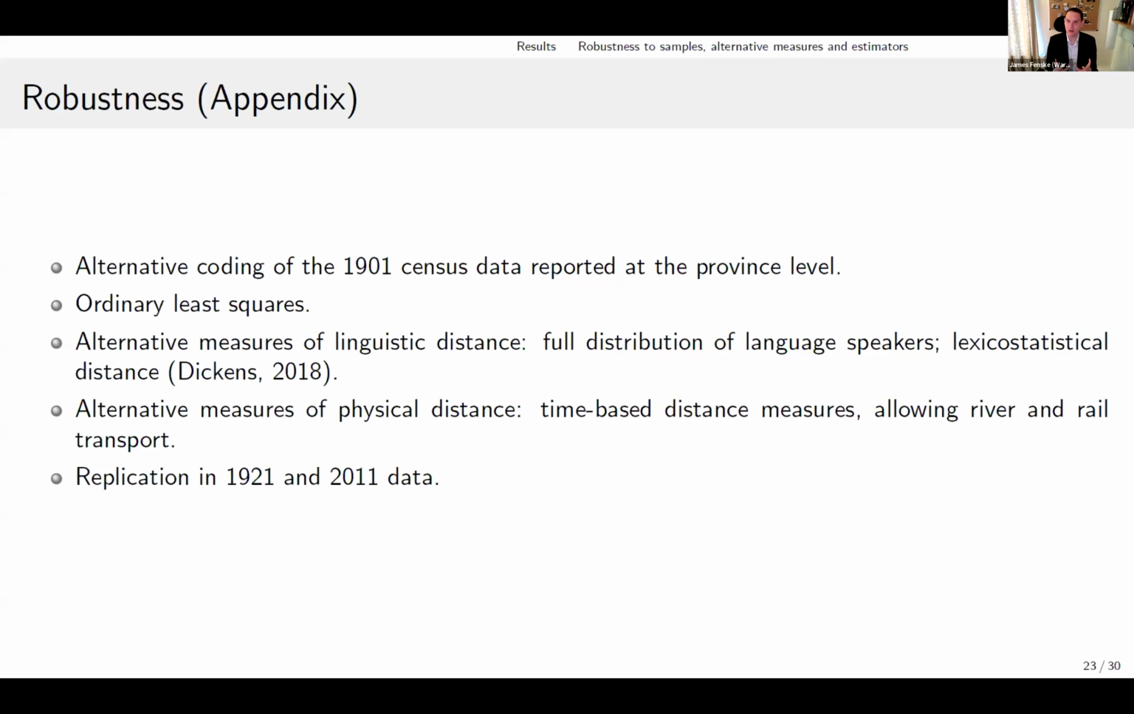We can use instead lexico-statistical distance, something Andrew Dickens has done a lot of work on. So take the Swadesh list. What's the Swadesh list? It's a list of words that are pretty common to every language in the world. Every language has a word for bone. Every language has a word for blood. And linguists have coded these words into a common phonetic alphabet. And so the number of edits you have to make to take this word in this language and make it equal to this word in this language is a measure of how dissimilar those words are.